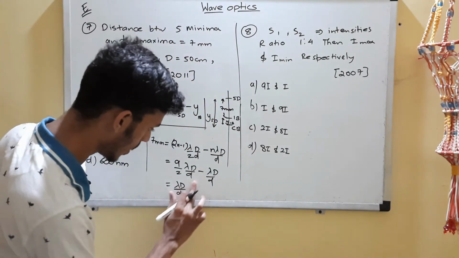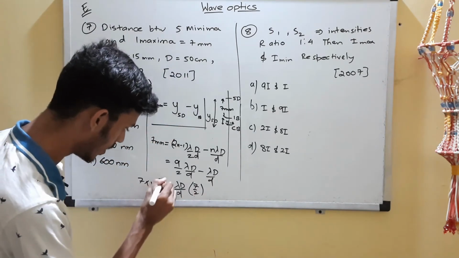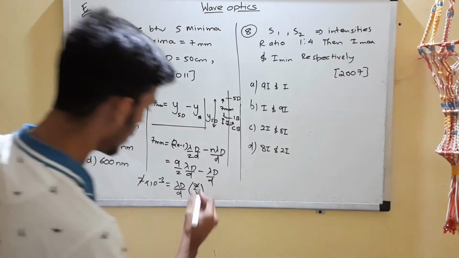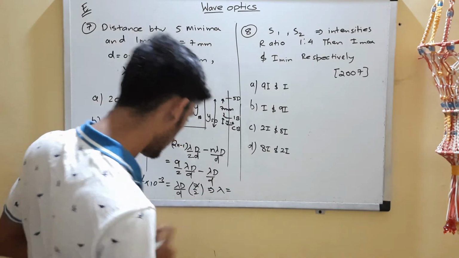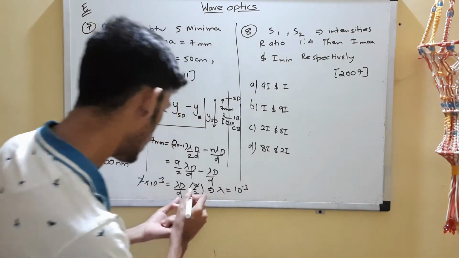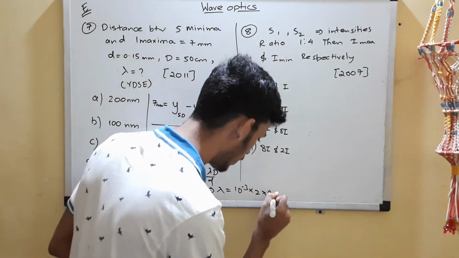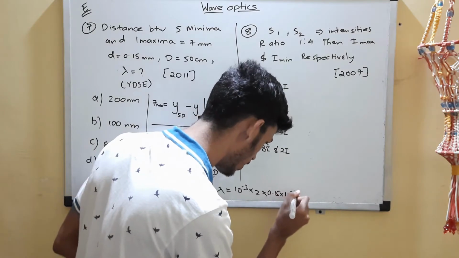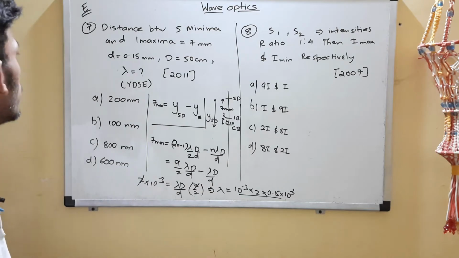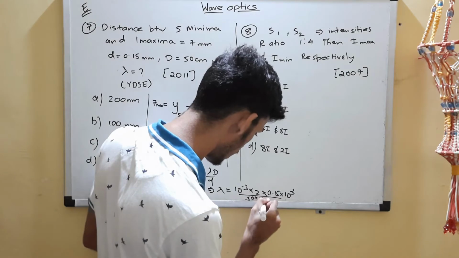Okay, so 7 by 2, and here we have 7 millimeters, right? So 7 into 10 to the power minus 3. 7 and 7 will get cancelled. We are supposed to find lambda. So lambda will be basically 10 to the power minus 3 into 2 times small d. 2 times small d is 0.15 millimeters. That is again 10 to the power minus 3 upon capital D, right? Capital D will come in the bottom. So capital D is 50 centimeters, 50 into 10 to the power minus 2.